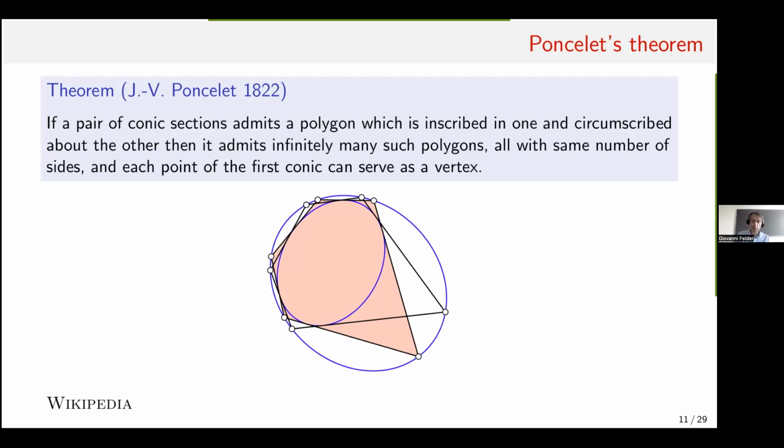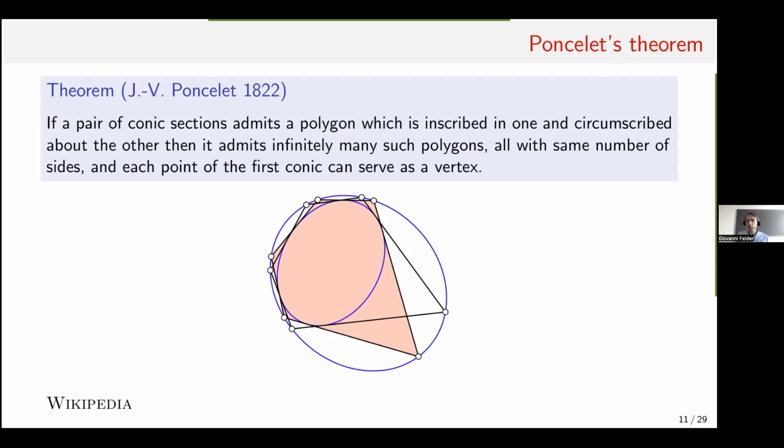So this is one picture. You have two ellipses, these blue ellipses, and then there is this kind of pink polygon, a pentagon, I guess, which is inscribed in the outer ellipse and circumscribed around the inner ellipse. And now you can move it around, and you always get such a closed polygon. And you can think of it as a discrete time dynamical system, right?